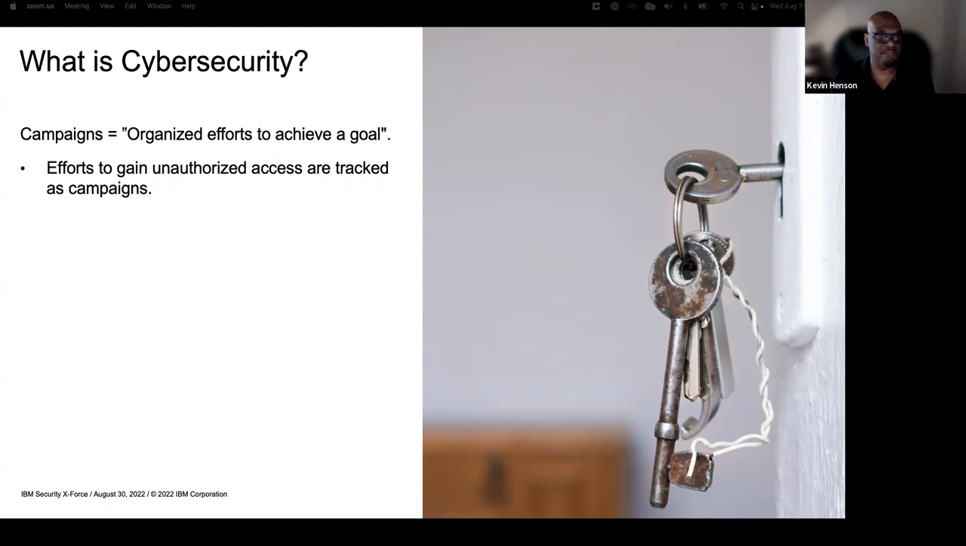And so I mentioned unauthorized access on the previous slide. I mentioned that because in the cybersecurity industry, you're going to hear a term called campaigns. A campaign is just an organized effort by threat actors to gain unauthorized access to organizations' data. And so in order to track campaigns, we work as a team.